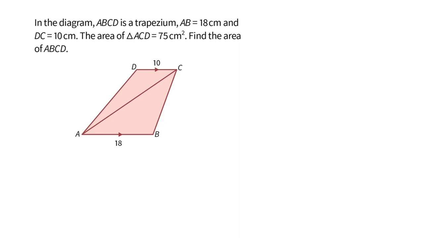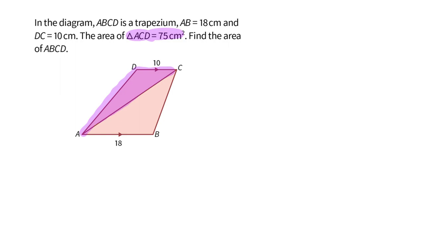Hello everyone, welcome to this video where we are given a diagram here where they inform us that ABCD is a trapezium. We are also given AB is 18 cm, DC is 10 cm, and area of triangle ACD is 75 cm square.